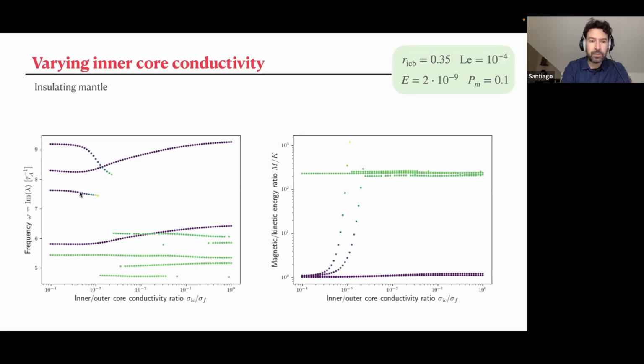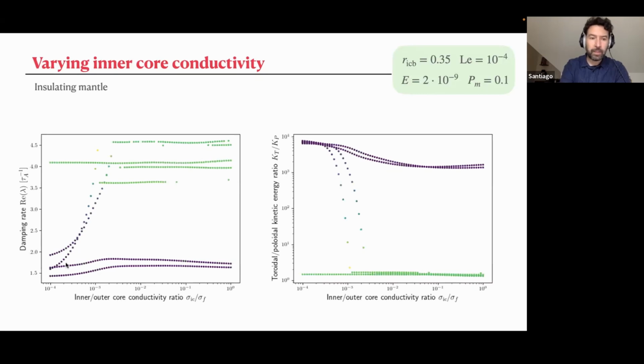Particularly, these torsional oscillation modes are affected. This one, for example, changes in frequency. This one disappears completely. This one also disappears. This one changes in frequency. And you can see how the magnetic to kinetic energy ratio behaves when you do that. We expect it should be 1 if you can call it a torsional oscillation. And then you see that it goes up. So it means that these modes become magneto-Coriolis modes as you start increasing the conductivity of the inner core.